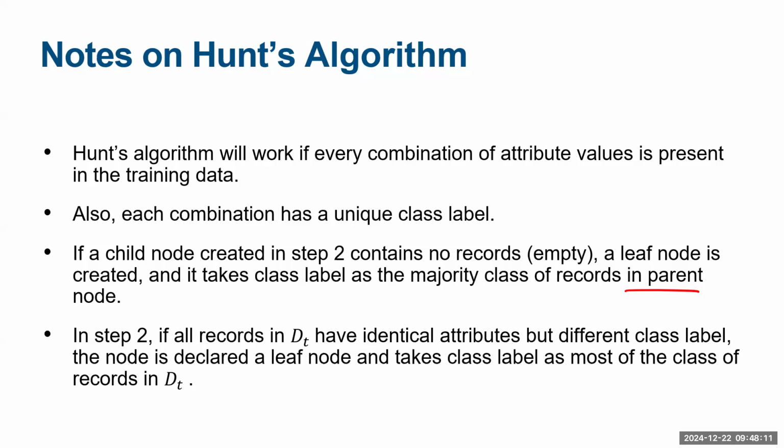So another condition is that if all the records in the DT have identical attributes but different class labels, so basically there is duplicate data, but the class is different, then you will also stop here. You declare it a leaf node, and you take the class label for the most common class of the records in the DT.